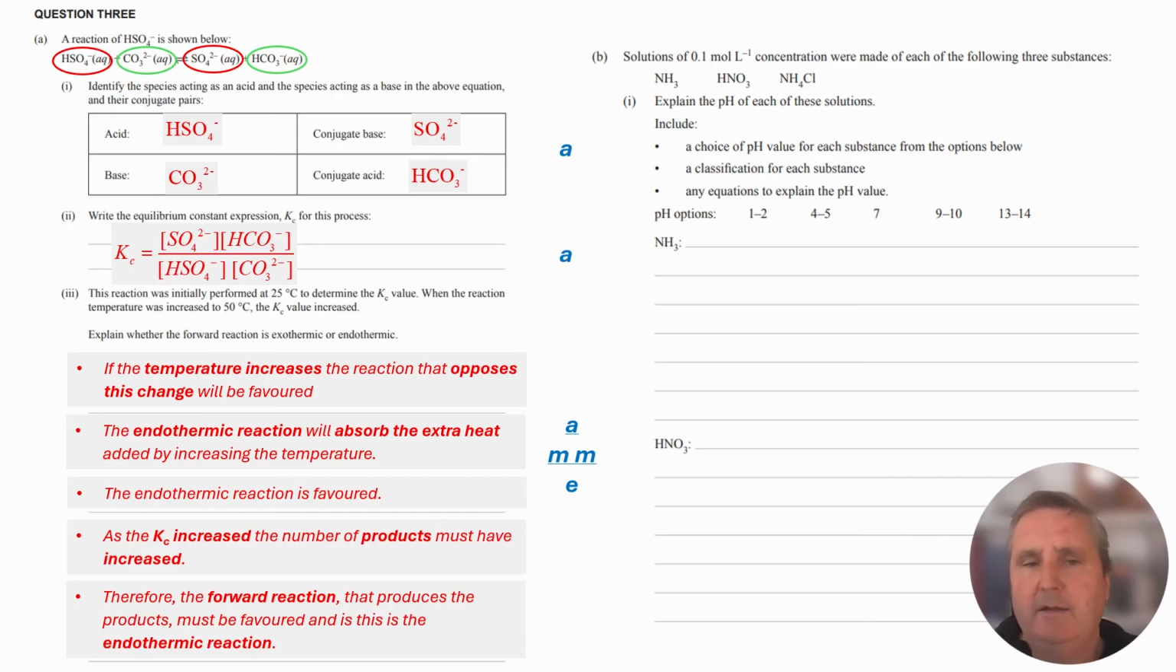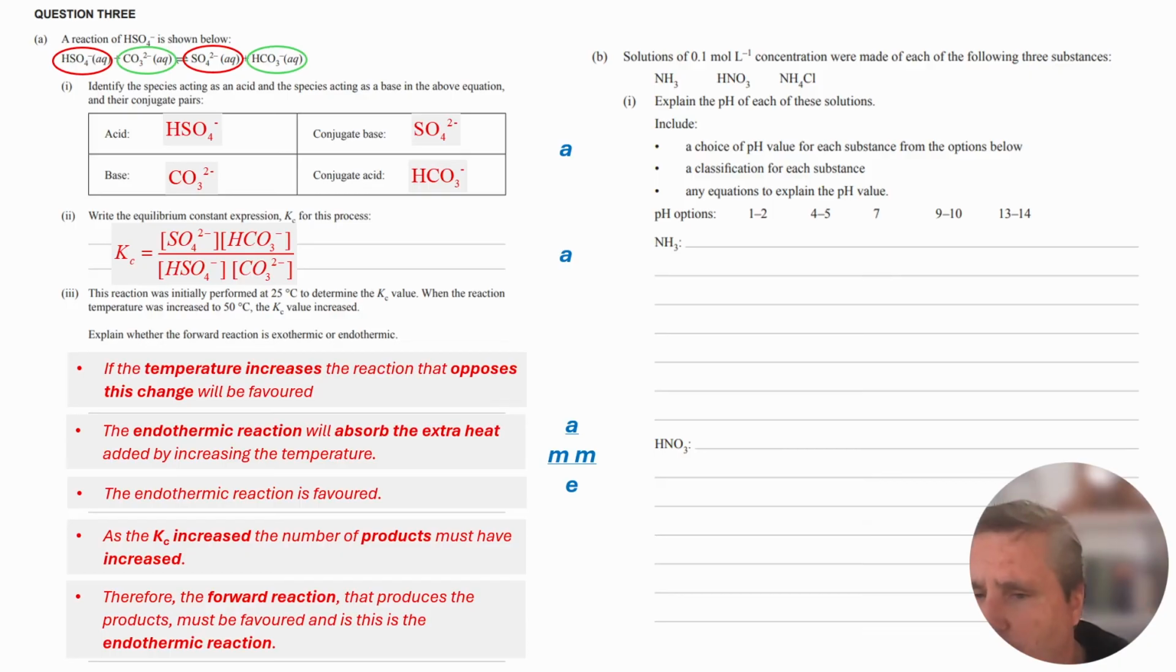If you explain that the endothermic reaction must be favored because the temperature was increasing and the endothermic is the type of reaction that will remove the added heat, that's the other merit. If you gave both, you had excellence for that. Well done, you.